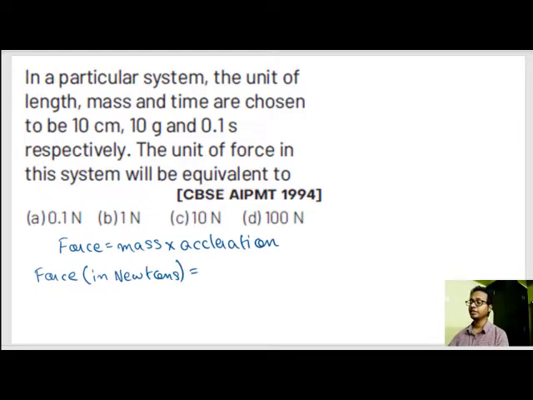is 10 centimeter. So we have to convert. Mass is 10 grams. We have to convert this 10 grams to kg because you have to represent these units in SI units, or 10 grams divided by 1000 kg, into acceleration, which is meter divided by time, or meter. The SI unit of meter is needed, so you have to convert 10 centimeter to meter, or 10 divided by 100 meter, and you have to divide it by time. Time is 0.1 second.